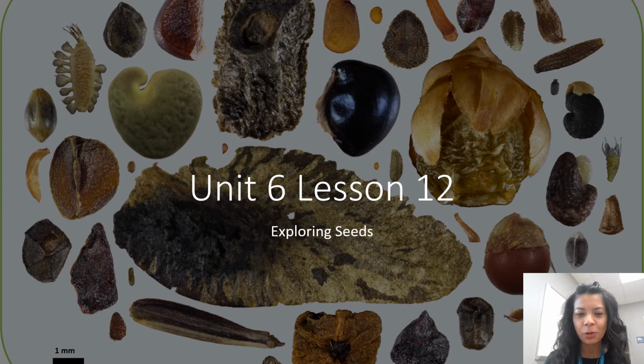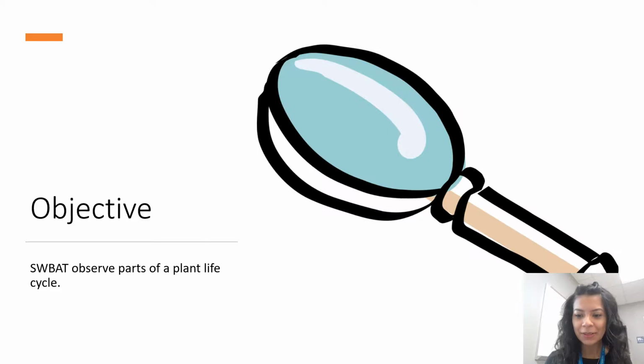In today's lesson we will continue Unit 6, Lesson 12. And in this lesson we will be exploring different seeds. So let's go ahead and get started. Here is our objective for today. Students will be able to observe parts of a plant life cycle.